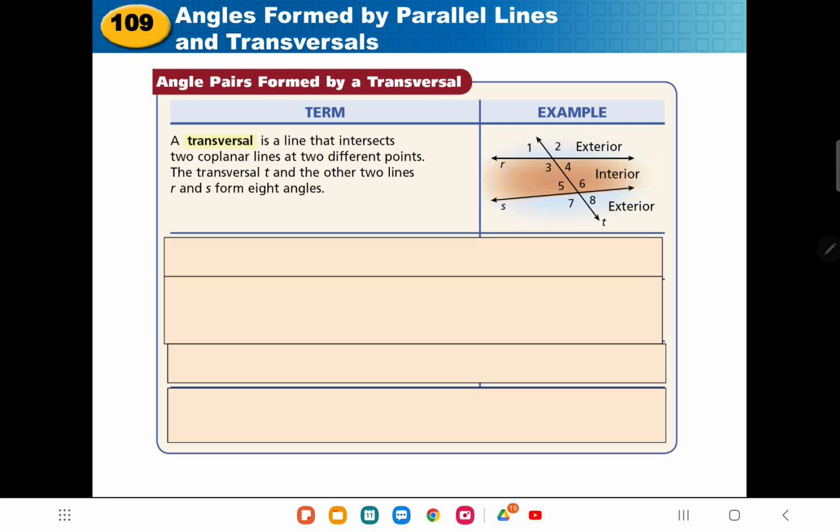Moving on, we have multiple angles that are formed when a transversal intersects two other lines. A transversal is a line that intersects two coplanar lines at two different points. In the diagram, we see transversal T intersecting lines R and S. This forms 8 angles. Please note that outside of the intersection space is the exterior, containing angles 1, 2, 7, and 8, and in between the lines R and S is the interior, containing angles 3, 4, 5, and 6.